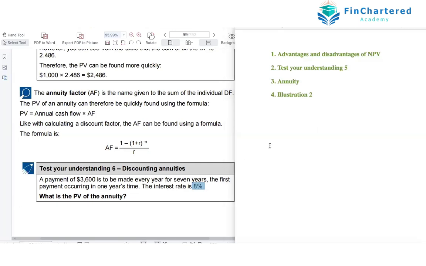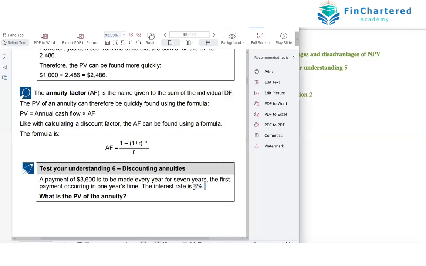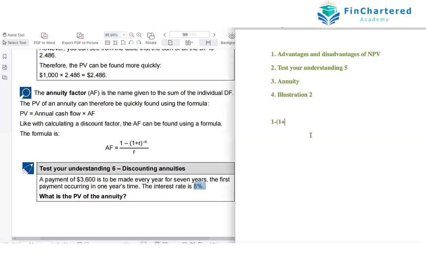The annuity factor is equal to 1 minus 1 plus R. Here R is the rate, 8%. 8% is 0.08. So you can simplify that as, again, do it in your calculator. 8% is 8 divided by 100, which is 0.08. And 1 plus 0.08 is 1.08. I basically simplified this for Neharika, who wanted me to use the formula. So that is how you simplify.